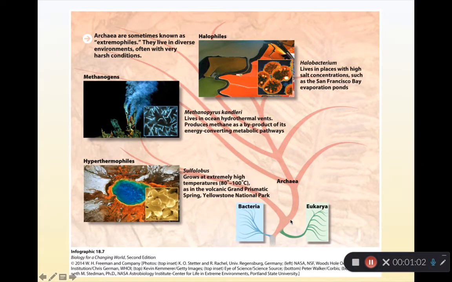So when we're talking about archaea, again, we're going to start by looking at where we're at on this tree of life. So we have bacteria and eukarya. Archaea are actually more closely related to eukaryotes than bacteria. And when we're talking about archaea, we're really talking about a subgroup that is classified primarily by extremophiles, so basically life that lives in these very extreme environments.